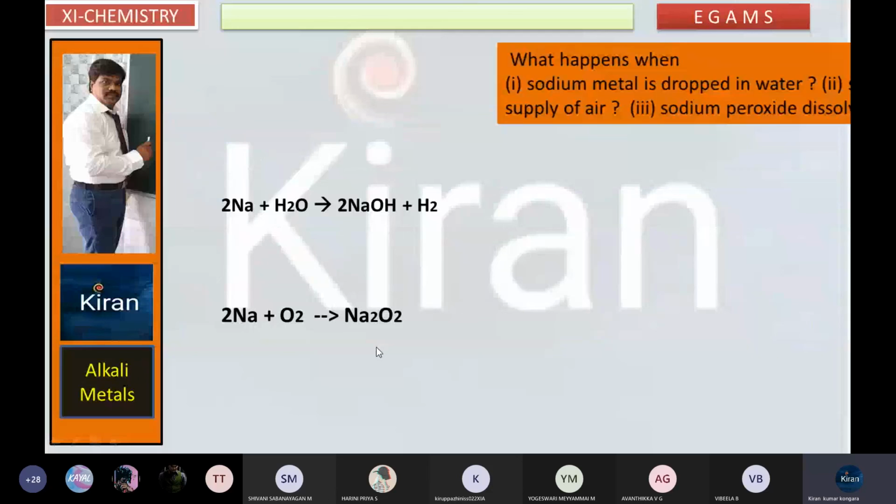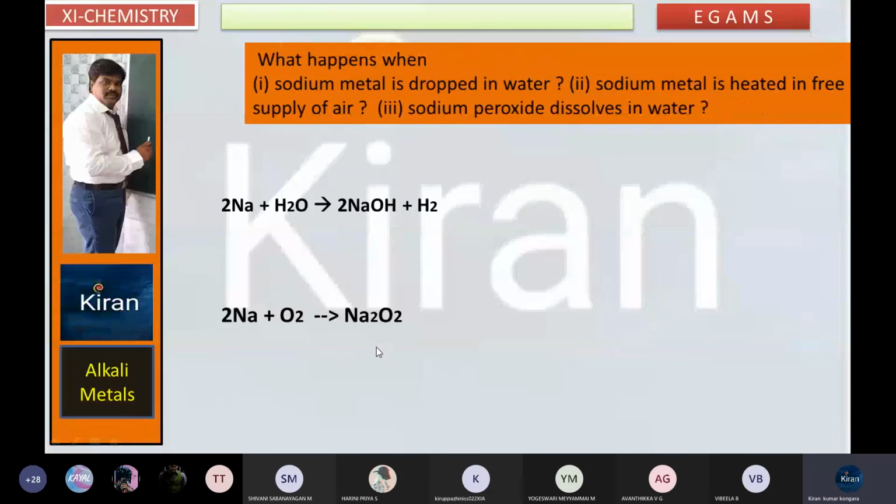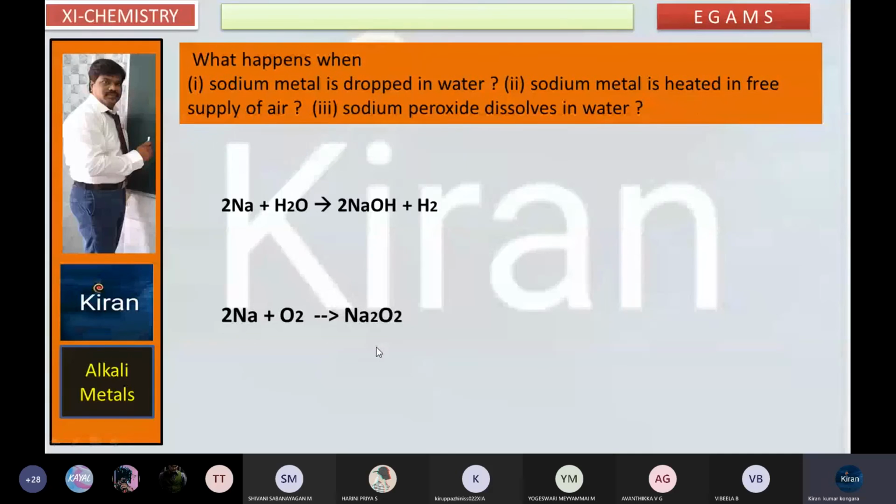Next question we'll see. What happens when sodium metal is dropped in water? When you drop sodium metal simply on water, this we can do in our lab also. Second, sodium metal is heated in a free supply of air. And third, sodium peroxide dissolves in water, what will happen? We'll see one by one.